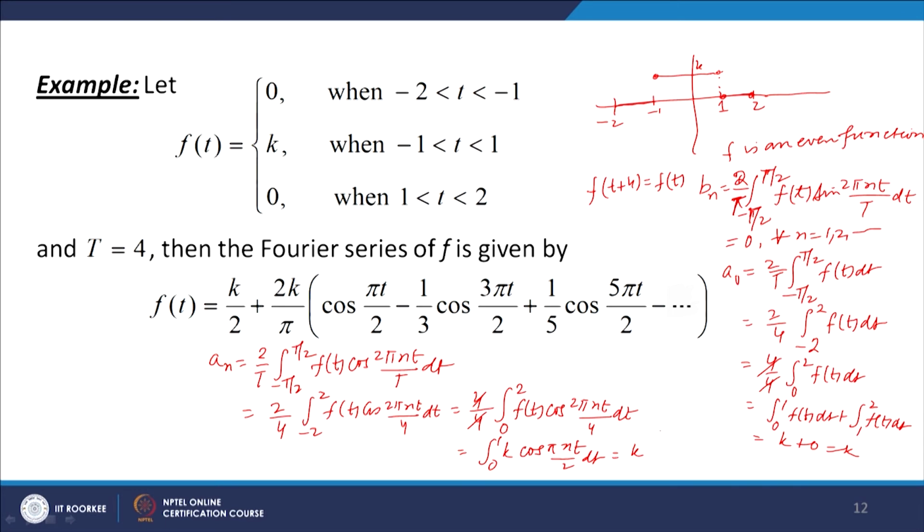and this is k times sin(pi n t by 2) upon n pi by 2, and the limits are 0 to 1. So, when t equals 0, sin(pi n t by 2) is 0, but when t is equal to 1 we get sin(pi n by 2). So, we get 2k over n pi times sin(n pi by 2).